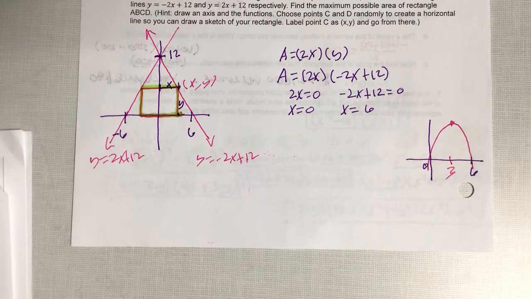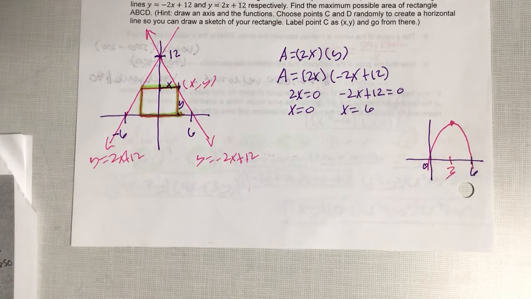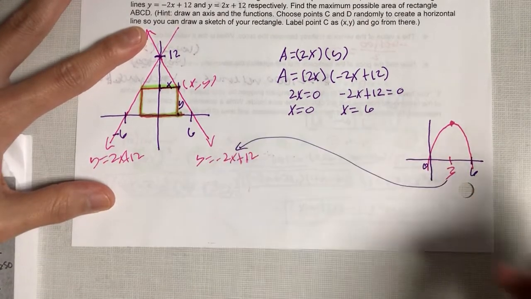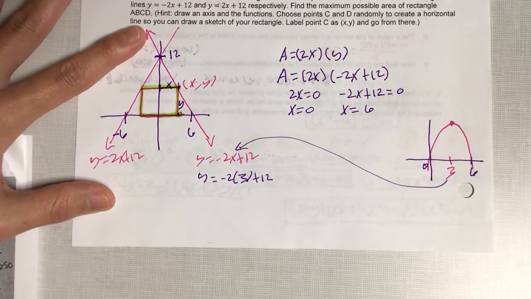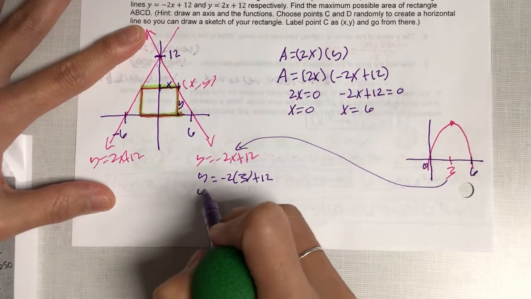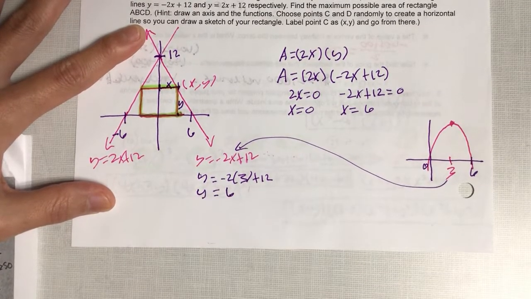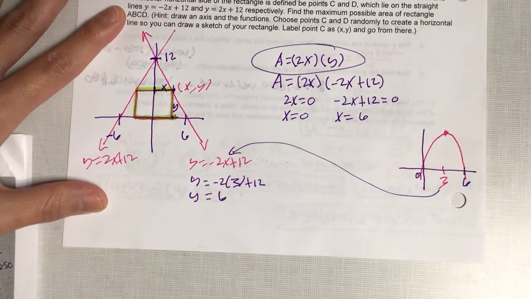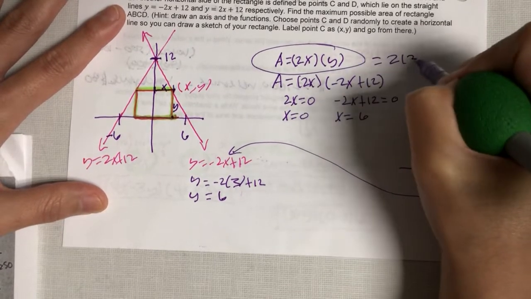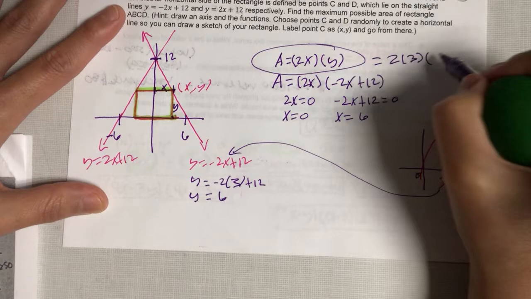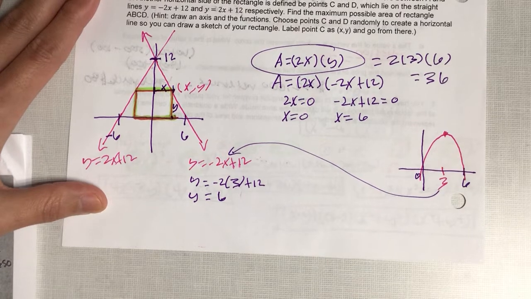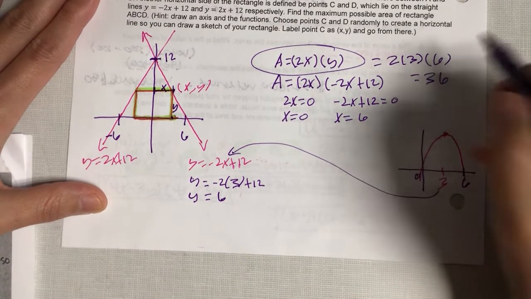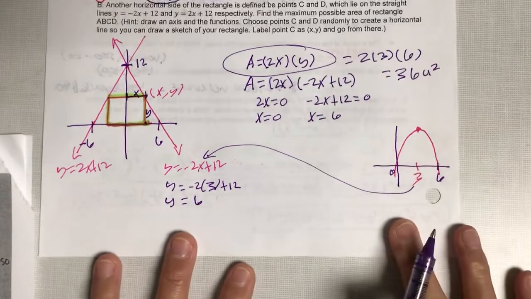Since I'm looking for the y value, I need to take the 3 and plug it back into what? Right here. So when I do, I get y is equal to negative 2 times 3 plus 12. That's really negative 6 plus 12, right? So what is our y value? 6. So now I can go back up here and ask, what is the maximized area? In this case, 2 times my x, which is 3, times the y that we just found, 6. That's going to give us how many? 36. And do we have units for this one? Nope. So could we just say u squared? Voila.